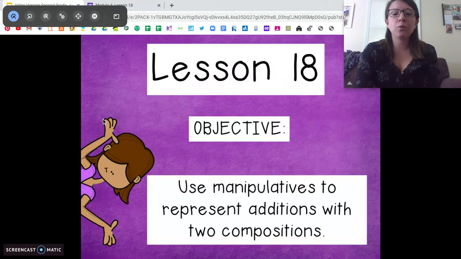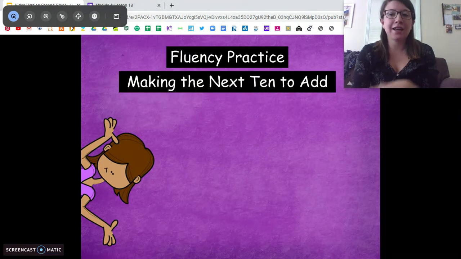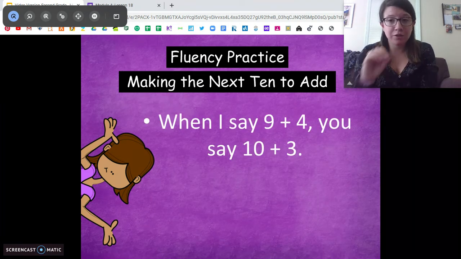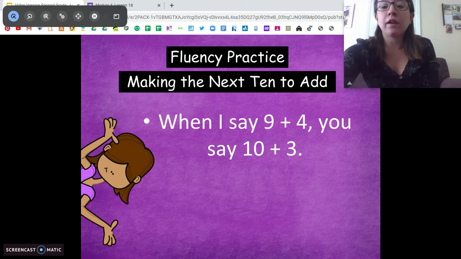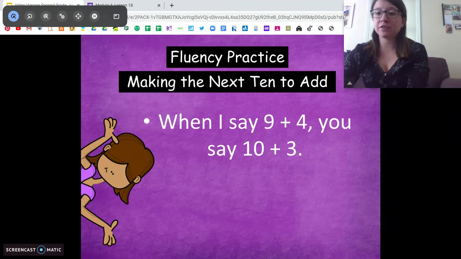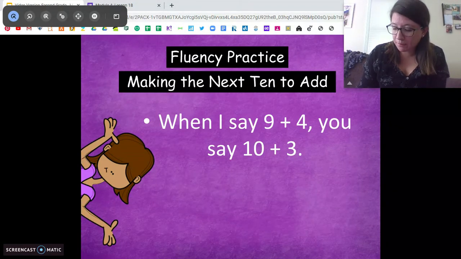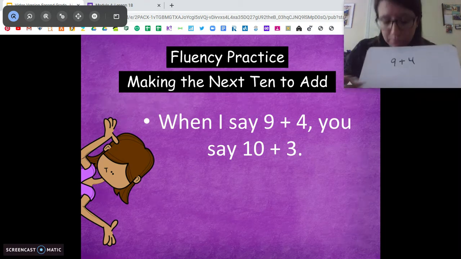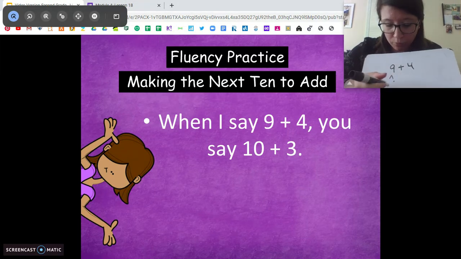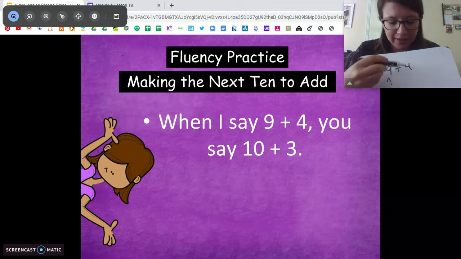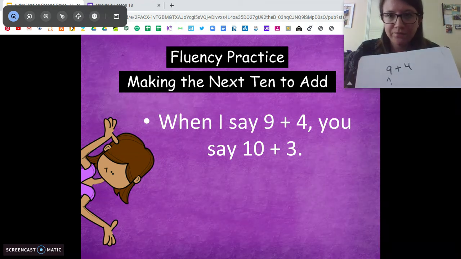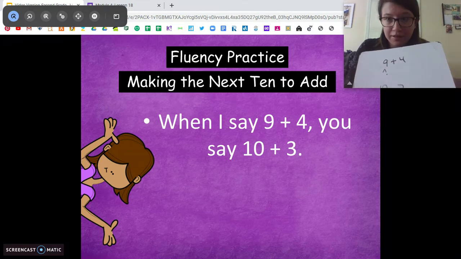We're going to start off with manipulating numbers to make groups of 10. For example, I'm going to show you an addition problem. If I say 9 plus 4, you're going to change that into the 10 plus fact, the fact that's going to get us to the next 10. So 9 plus 4, how many do we need to get to 10? We need one more, right? So we get 10 here. If we add one here, how many do we need to take from here? 1, right? So that's going to become 10 plus 3.